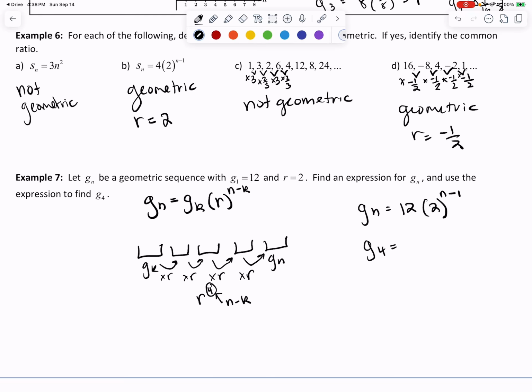Then I can use this to find G sub 4 by plugging in 4 for n. 2 cubed is 8, so this is 12 times 8. 12 times 8, 80 plus 16, 96.